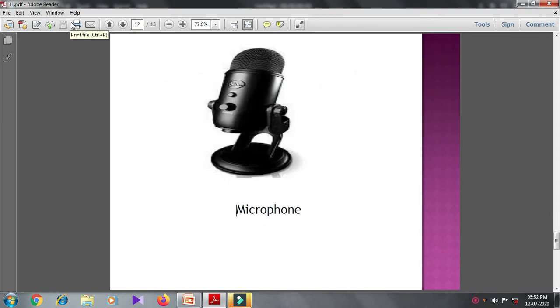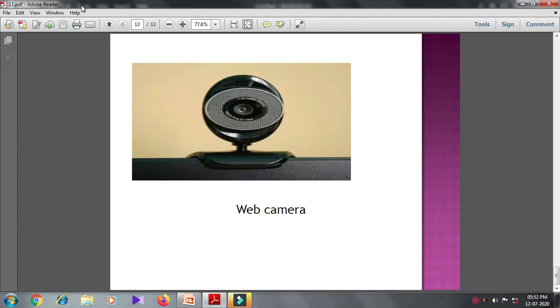Microphone. A microphone is an input device used to provide audio data to a computer. It works with a sound card and is mainly used for sound recording. Next, web camera. A webcam is a camera that is connected to the computer. It captures still pictures as well as videos and, with the help of software, can transmit them in real time.